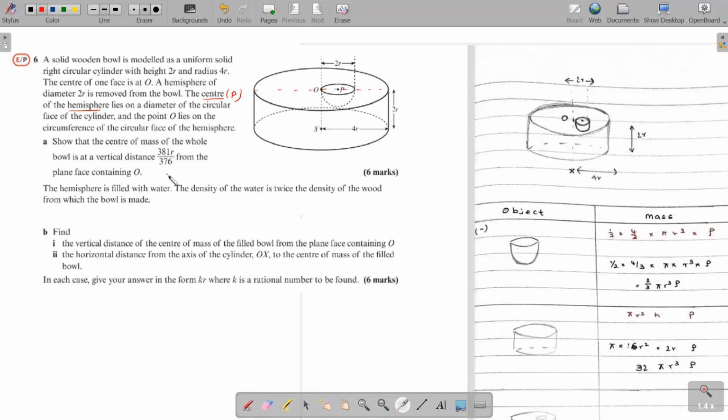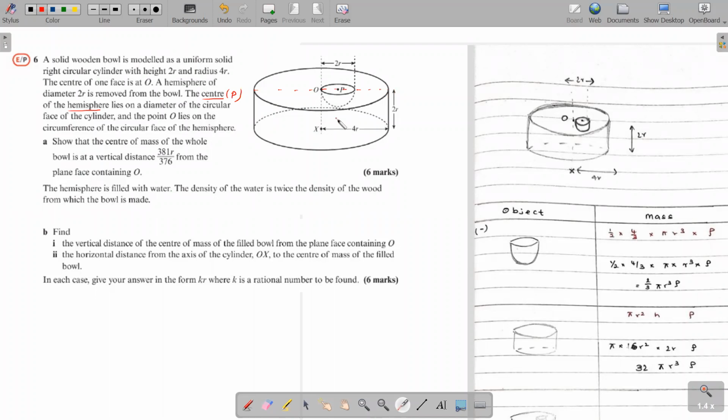They're asking you to find the ball in the sense that they are saying here, right? A solid wooden ball is modeled as a uniform solid right circular cylinder, and you are removing a hemisphere, right? So this is the ball, right? From this solid right circular cylinder, you are removing the hemisphere, and then they are saying that is what is considered as the ball here.